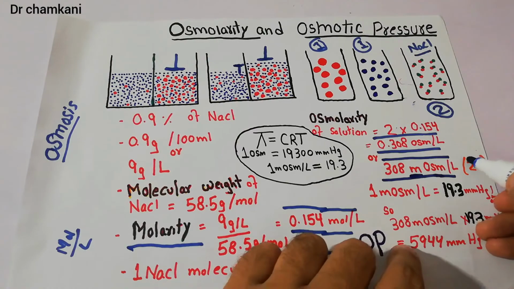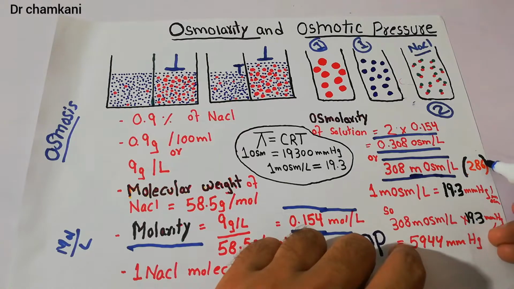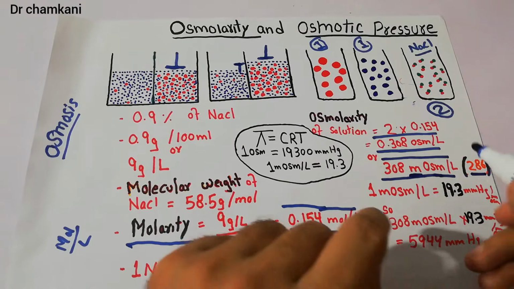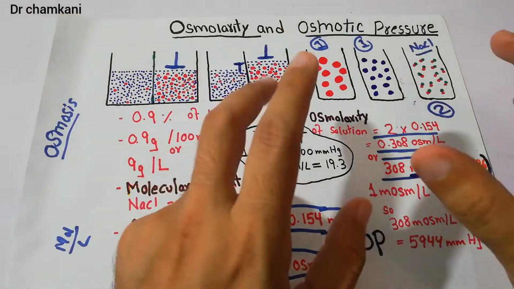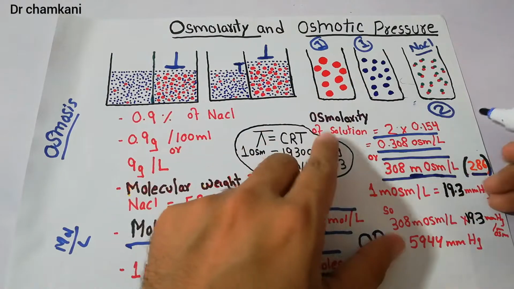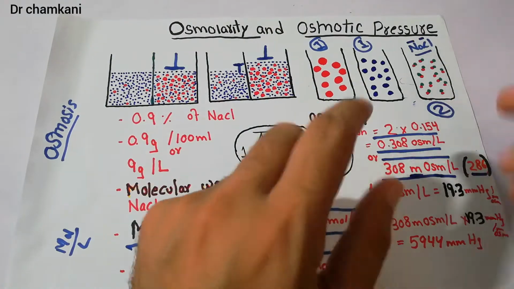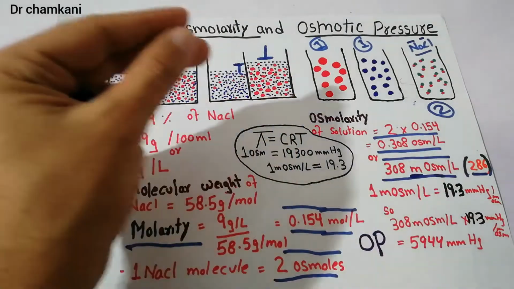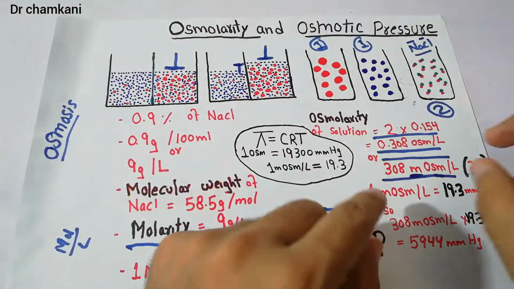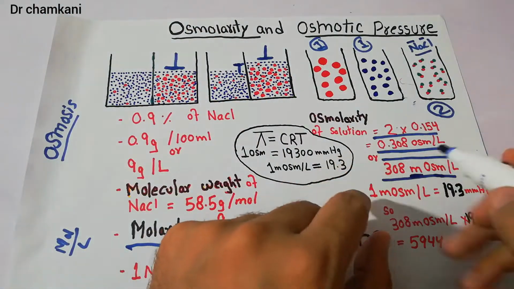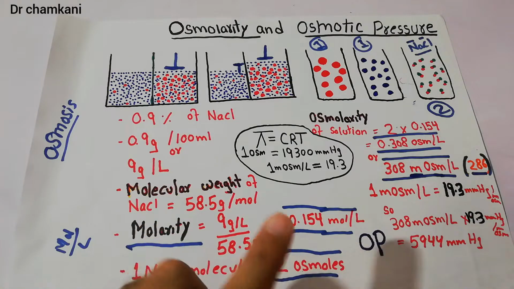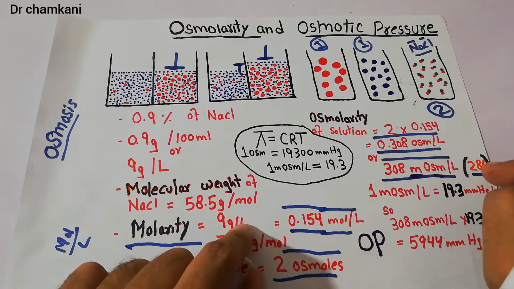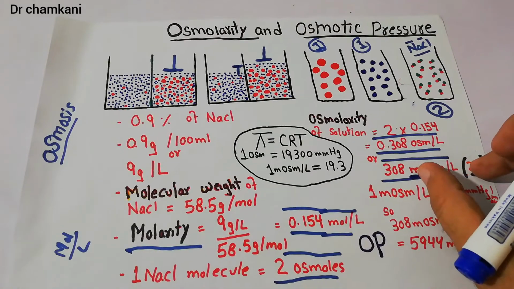Now this is the adjusted value. 286 is the adjusted value, because not all the sodium chloride particles are free to exert osmotic pressure. Some of the sodium and chloride particles interact with each other and cancel their osmotic effect. So we have to use the osmotic coefficient, and in the case of sodium chloride, when we use the osmotic coefficient, the value turns out to be 286, which is around 90%.